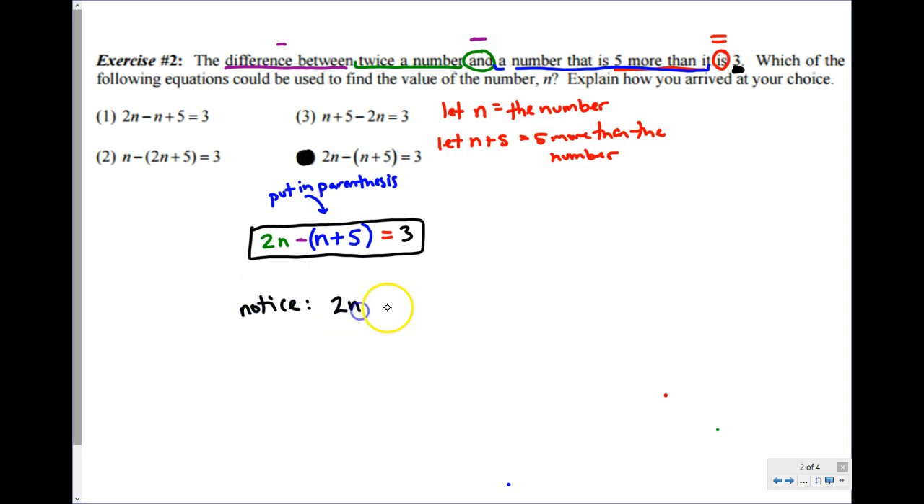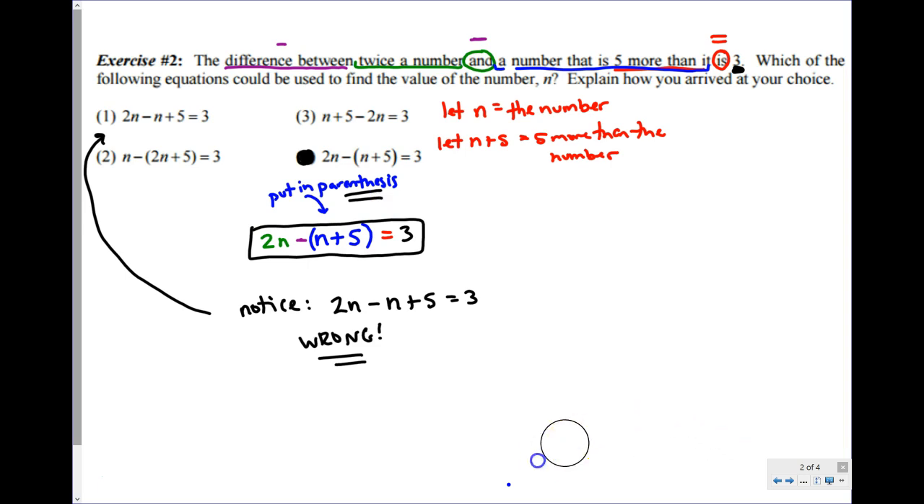If I had done 2n minus n plus 5 equals 3 without the parentheses, look how that's answer choice number 1. This would have been wrong. And the Regents is tricky this way. It's going to give you wrong answer choices that you might think are right. So this putting in parentheses part is really crucial and really important. Use those parentheses. Use your grouping symbols.